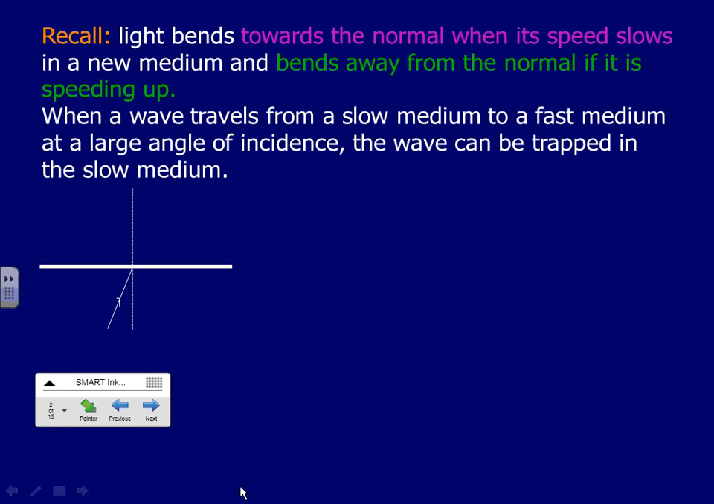The most common place that you see total internal reflection in the real world, and I'll give you examples of it probably tomorrow when we're done the lab, is when we're going from something like water to air. So I'm going to just put here water and air, and I'm just going to write it down once.